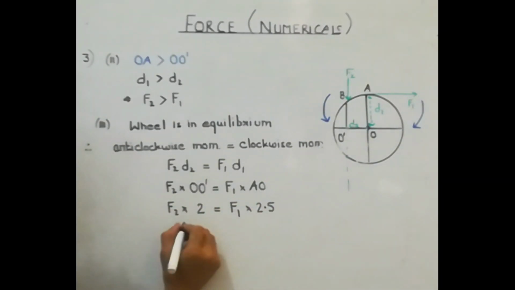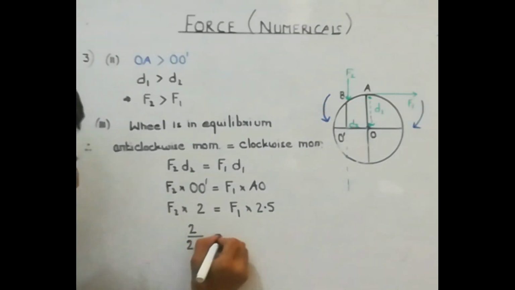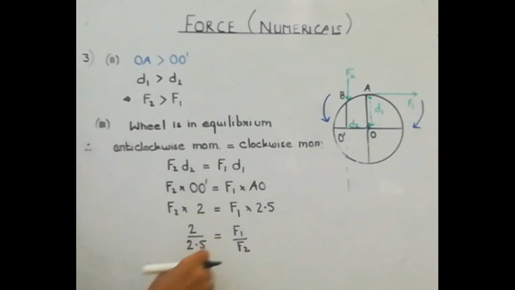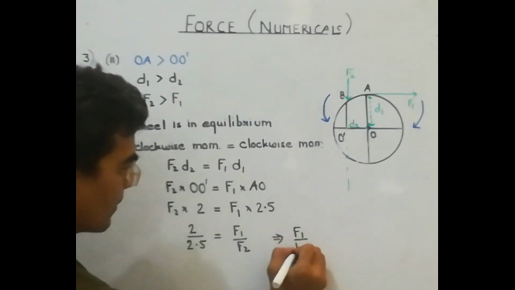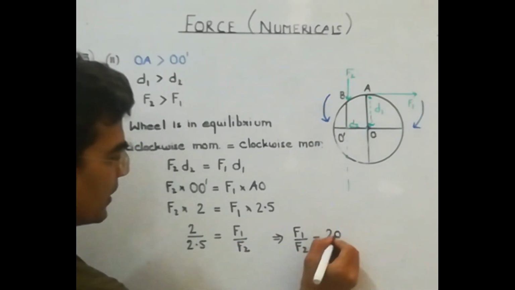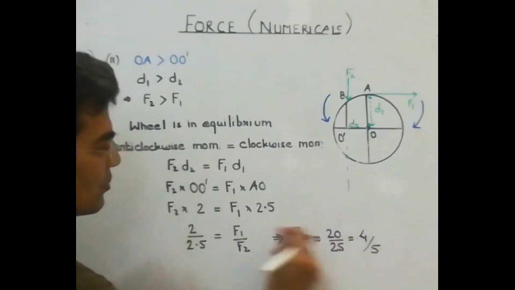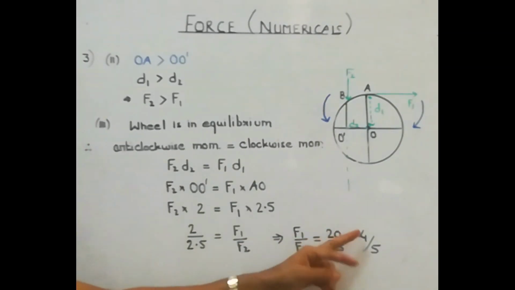So you get the ratio. So it's 2 upon 2.5 is equal to F1 upon F2. You will cross multiply and get the ratio. So from here you will remove the decimal, it will be 20 upon 25. So the ratio will be 4 is to 5. So you were asked to find the ratio between F1 and F2. So the ratio between F1 and F2 is 4 upon 5.